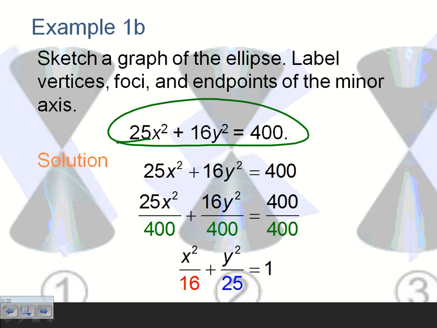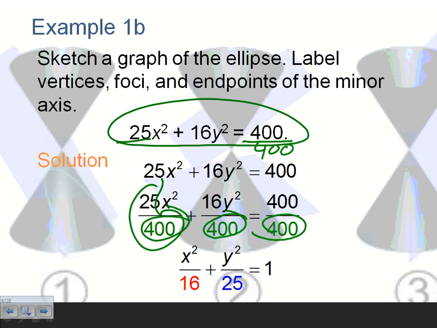To get that 1, we're going to divide both sides by 400, because that will give me 1 on the right-hand side. Now, it makes me do a little work on the left-hand side, but we can handle that. I divide both sides by 400. I get 400 over 400, and I do a little quick breakdown of this. This winds up being 1/16. I get x squared over 16 plus y squared over 25 equals 1.